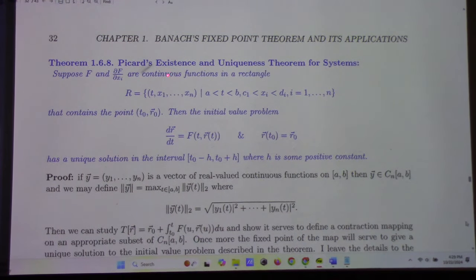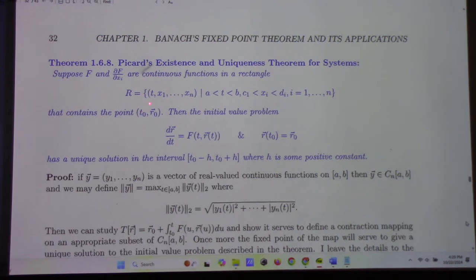Anyway, so suppose f and partial xi are continuous functions in a rectangle, like such. Now, I think, oh man, I'm sorry guys, my comments are getting jumbled. I'm thinking of the theorem after this theorem. Let me go on. Let's just look at this one here. So we've got this rectangle. T is between A and B, and then we've got, oh man, that was supposed to be an I. Look at that. That's supposed to be Ci less than or equal to xi less than di for i from 1 to n. My bad.